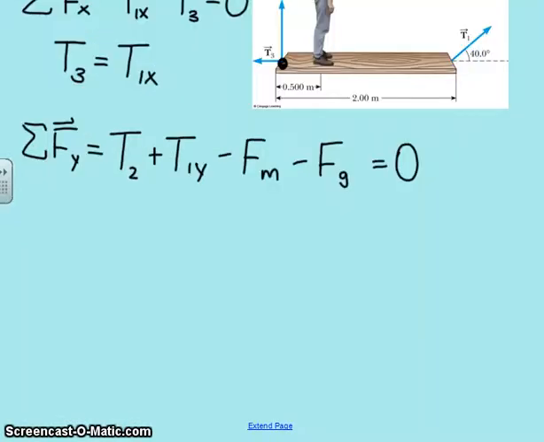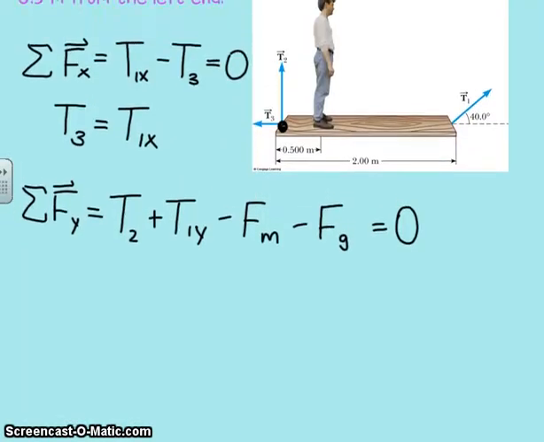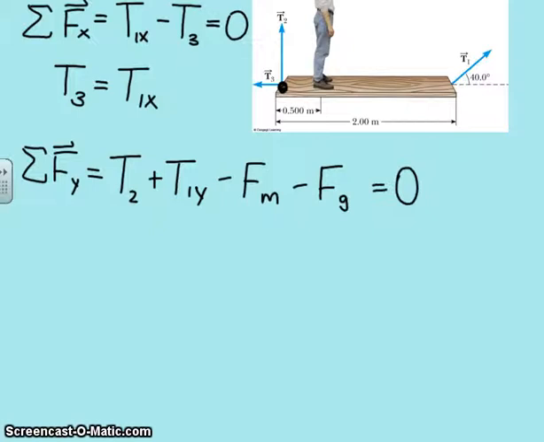So looking at the torques that you have on this wooden plank, again, my axis of rotation is at the left-hand side of the plank. So T2 and T3 do not cause a torque. Their radius is 0 since they're acting at the axis of rotation. But T1, that first tension, does cause a torque.